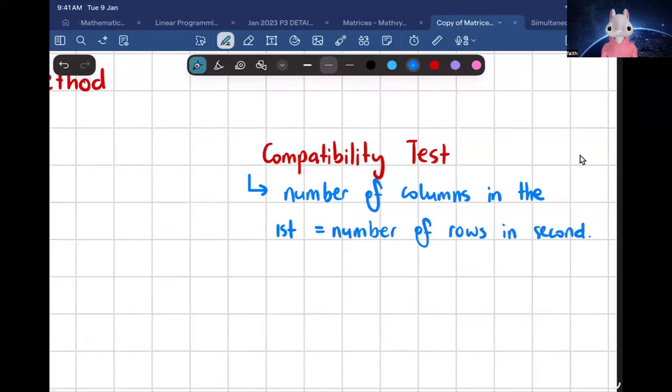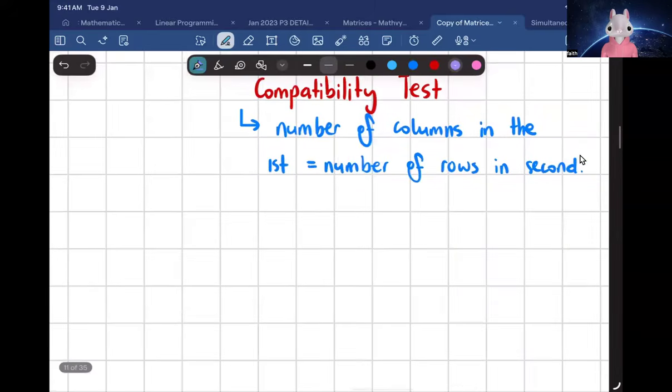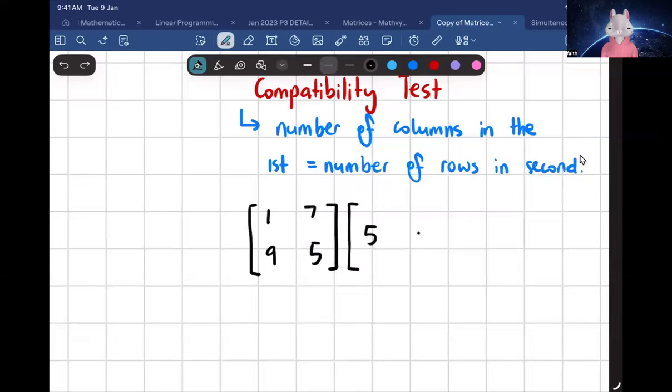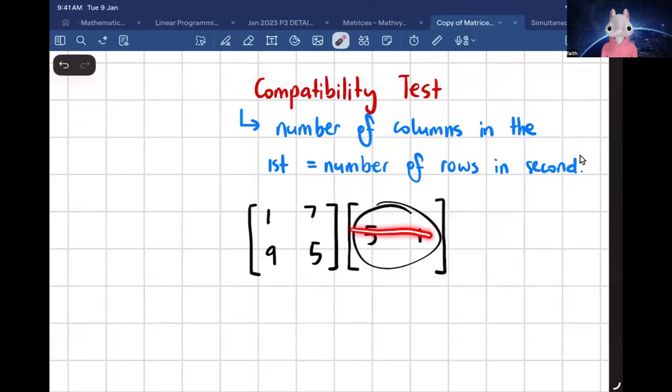So let me show you what I mean. Say you had a matrix 1795. Guys, what kind of matrix is that? 2 by 2. All right, let's just say I had a matrix 5, 1. What kind of matrix is this? 1 by 2, right, because we are seeing one row and two columns.